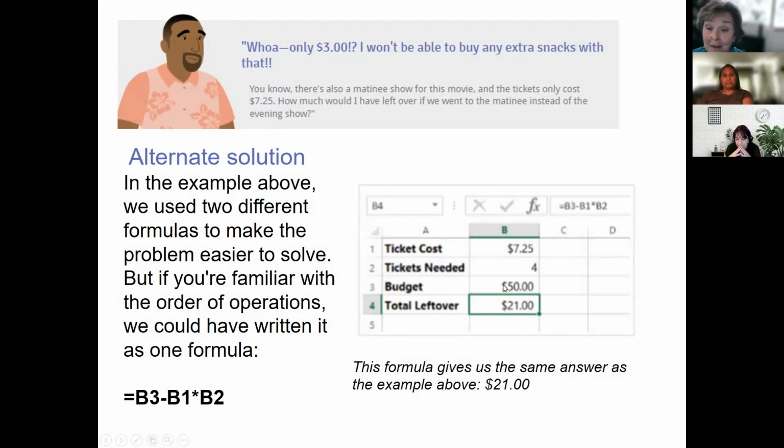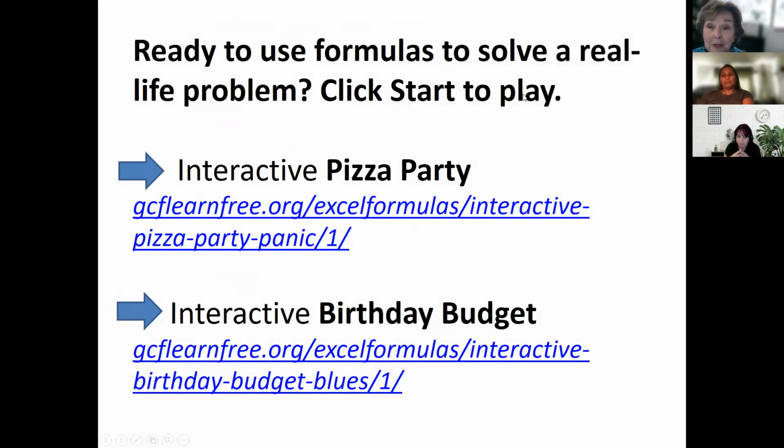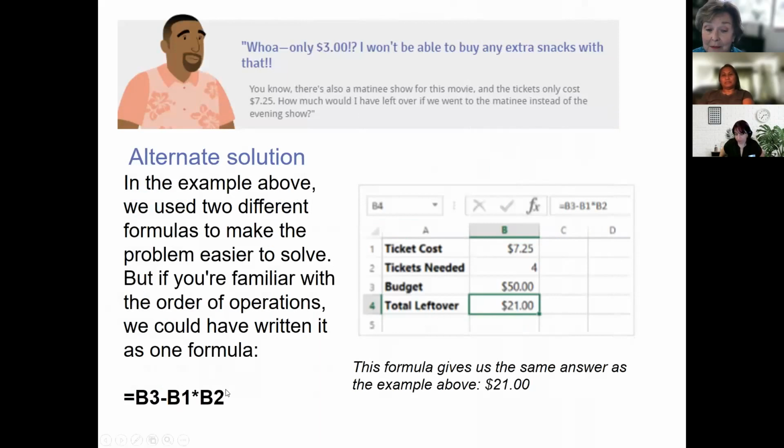So you can take B3, which is your budget, and then subtract B1 times B2, and you'll get the same answer. You always multiply first, by the way. So this will work out without parentheses because the order of operations says you multiply before you add and subtract. This is going to give you the answer, then you can subtract it from B3. So that's combining the formulas.